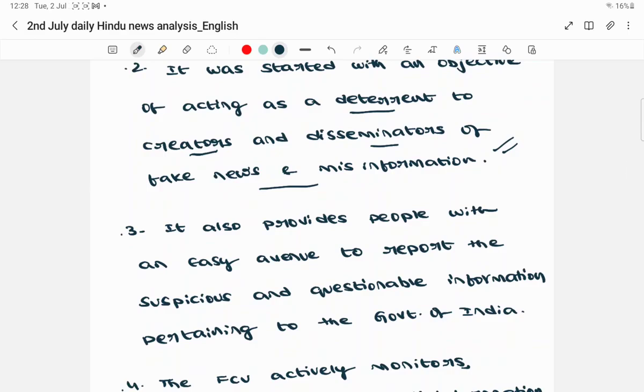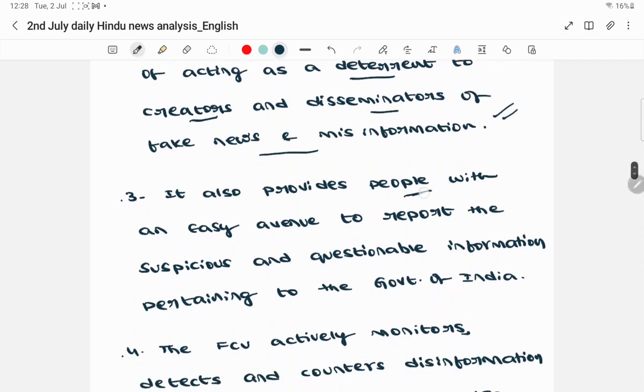Some of the people are viewing it as a violation of their fundamental right under Article 19 of the Constitution. It also provides the people with an easy avenue to report suspicious and questionable information pertaining to the government of India. So the fact check unit is also providing a facility to the people, so that whenever you come across any fake news or misleading information, you can report it to this fact check unit, about any suspicious or questionable information with respect to the government of India. That is another function of the fact check unit.